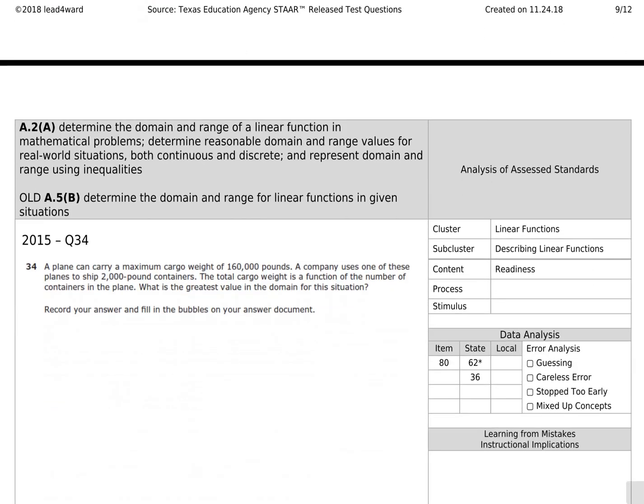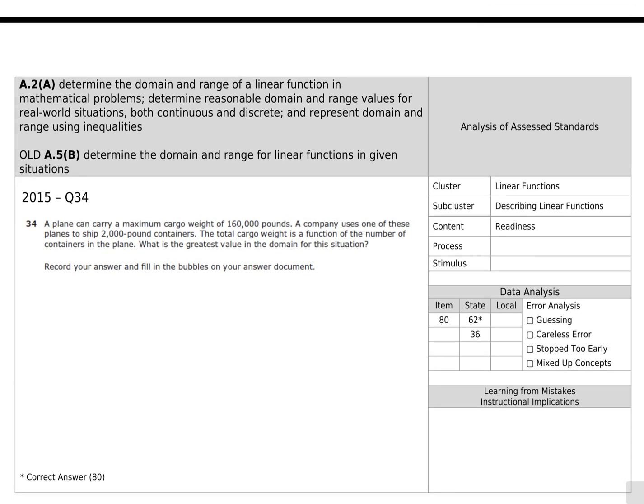All right. Working to the last 2 questions. Number 34, a plane can carry a maximum cargo weight. This is technically asking for domain. It's a type of question where you can think it through logically. A plane can only hold 160,000 and no more. And it carries 2,000-pound containers. So on this side we have 2,000-pound containers. How many containers? Well, we don't know, so we put a variable there. However many containers times 2,000.